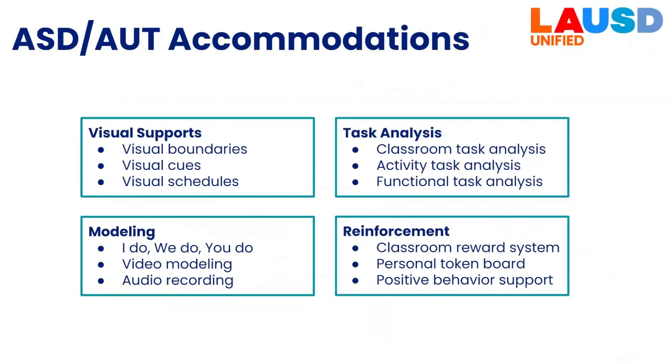Here are some accommodations you can use with students with autism. Let's begin with looking at visual support. One example is visual supports that include visual boundaries, visual cues, and visual schedules. Visual boundaries help students navigate the classroom and/or their environment. For example, a picture of a computer in the computer area helps students understand the purpose of the different classroom areas. Another type of accommodation is modeling.